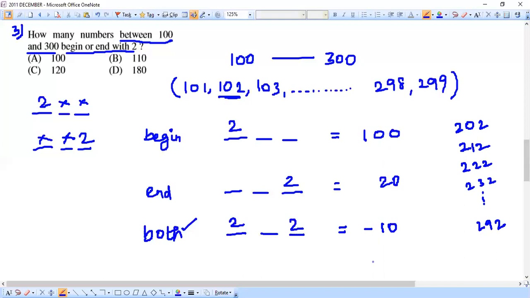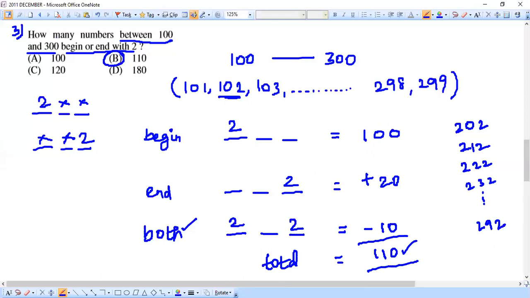So for that reason, in order to find the total set of numbers, what I have to do is just do this 100 plus this 20 minus this 10. So 100 plus 20 will give us 120, and 120 minus 10, what is 120 minus 10? The final answer will be 110, which is matching with option B, and that is going to be the correct answer. Is the point clear? So option B, 110 is the answer.